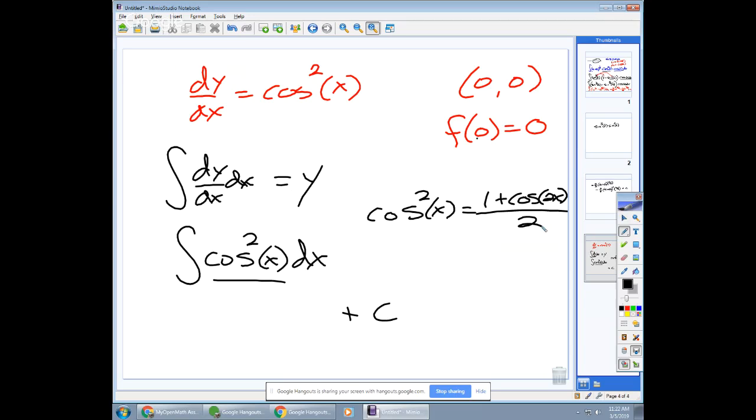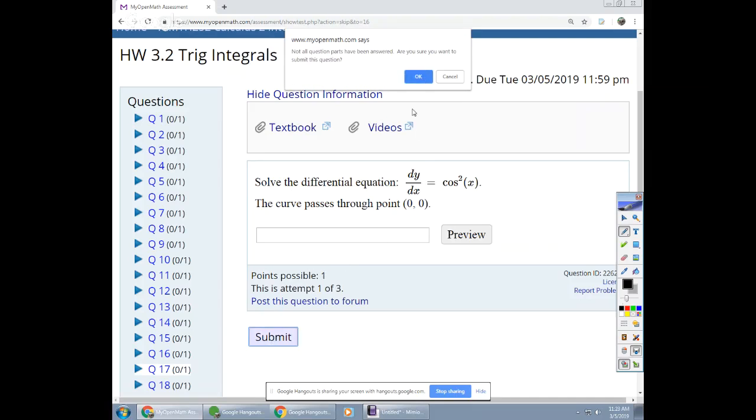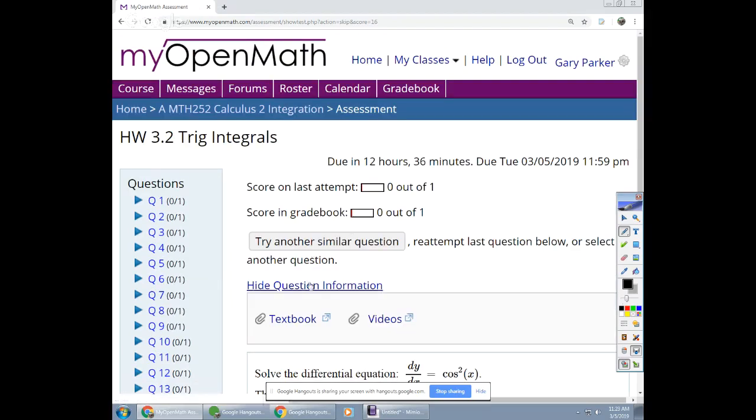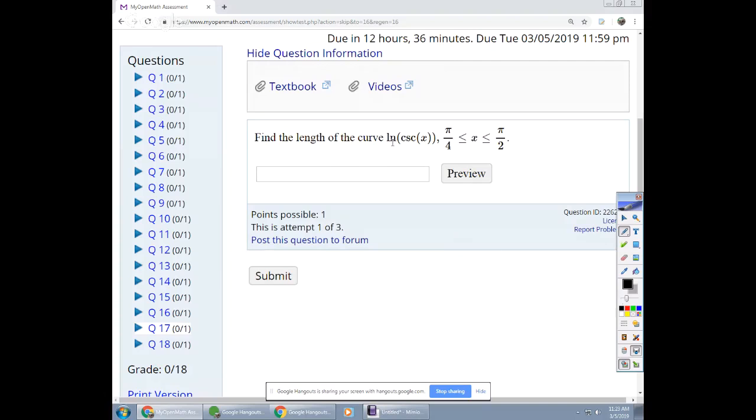Okay, so you said you had a variation that had arc length. So let's see if I get this wrong. It'll give me a new one eventually. Try some more problems, and this one gives me arc length. All right, so the natural log of the cosecant of x.